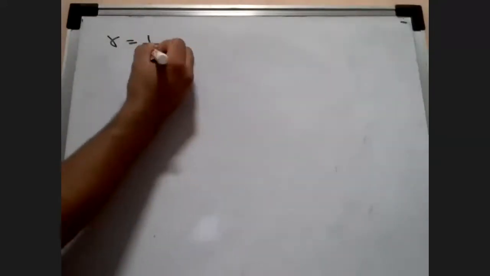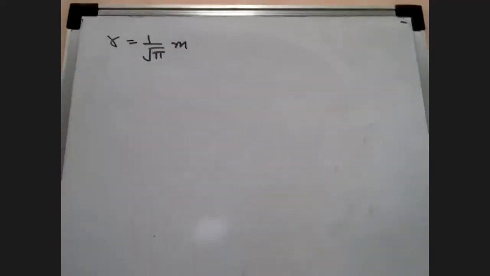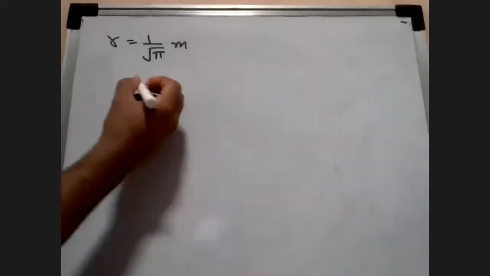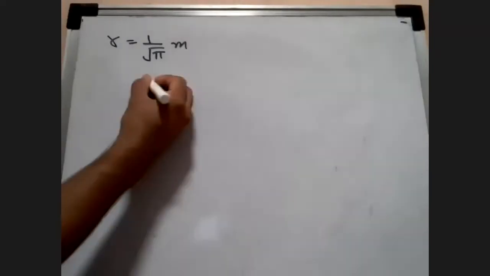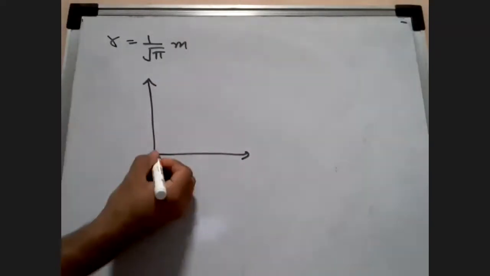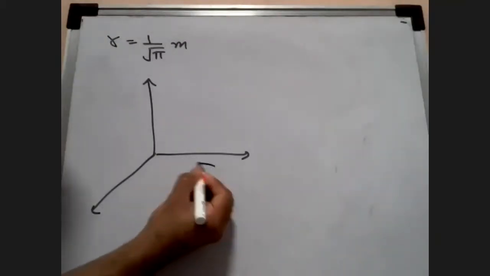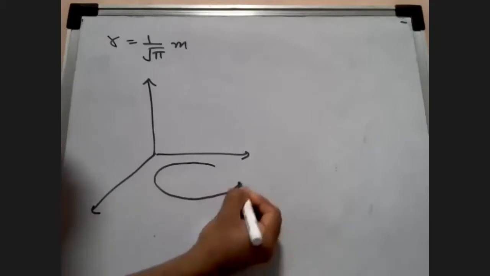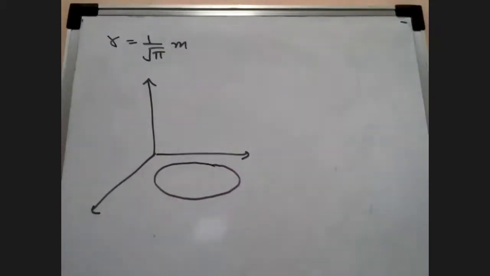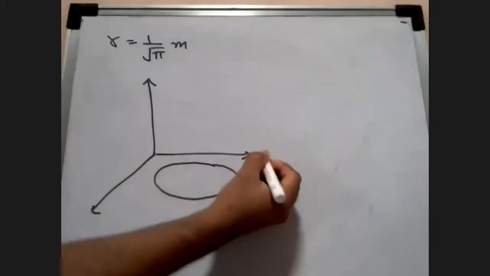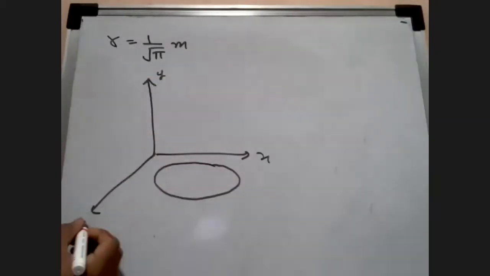So let me write down the given. The radius was given to us as 1 by root pi meters. The second thing given is that this is a circular coil. It lies in the horizontal plane. So first let's draw the x, y, and z axes. My coil is somewhere here. Perspective matters, students. It is in this plane. This is x, this is of course y, and this is z.